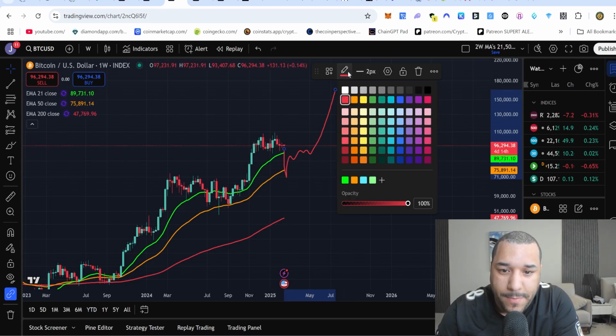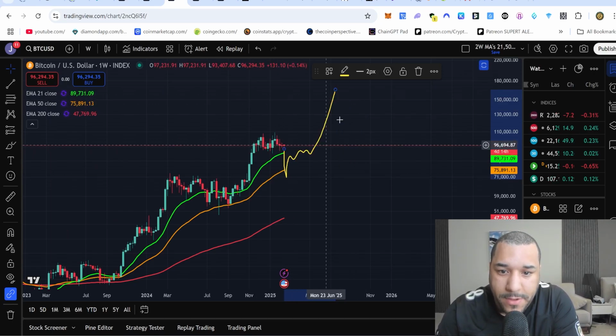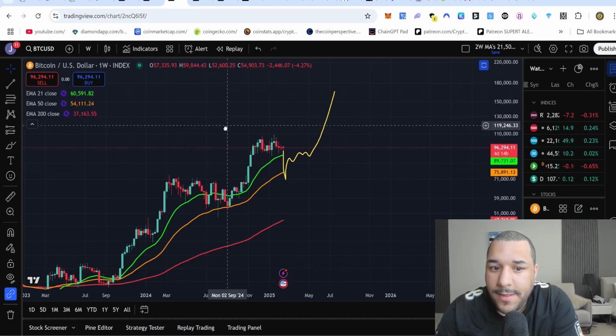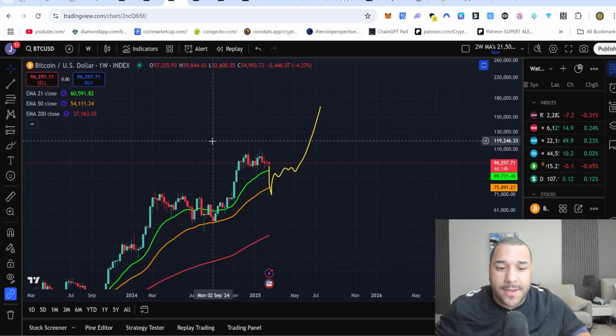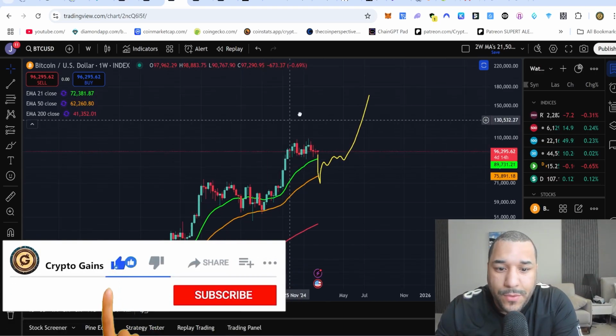But this is what my bullish end goal is: that Bitcoin will come up and surge again, and then the money, the greed, the smart people will take the money off of the weak hands, and then we'll see an insane rally. So that was that.